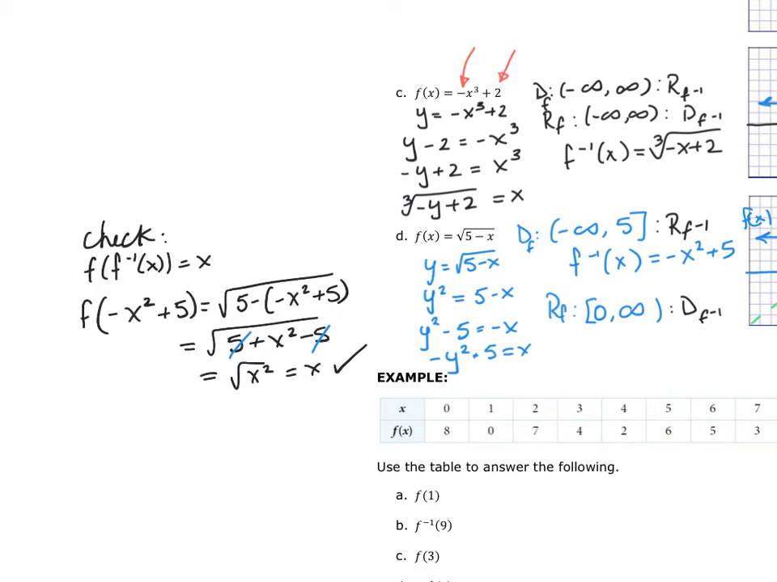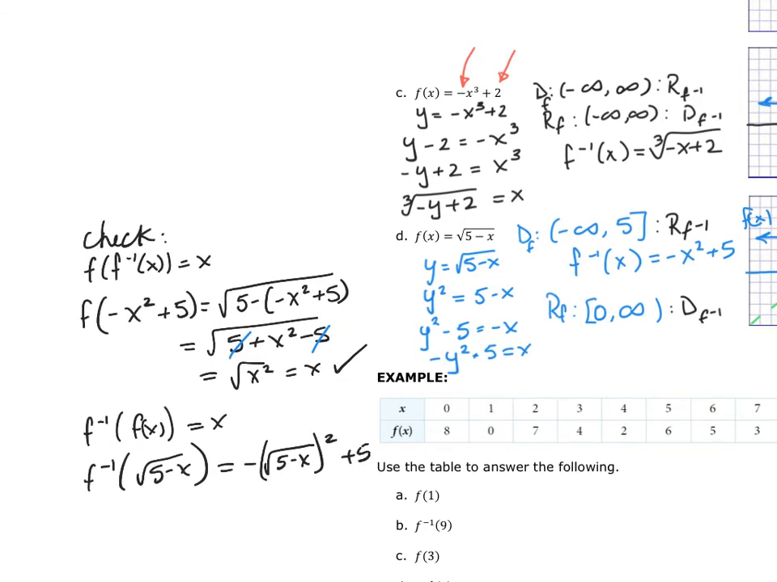Now I have to confirm that f inverse composed with its original function is equal to x. So f inverse of the square root of 5 minus x is equal to, so in what I think the inverse is, I'm going to put that in there, so it is negative the square root of 5 minus x, the quantity squared, plus 5. So this is equal to, when you square a square root, you're just going to get the value underneath the radicand.